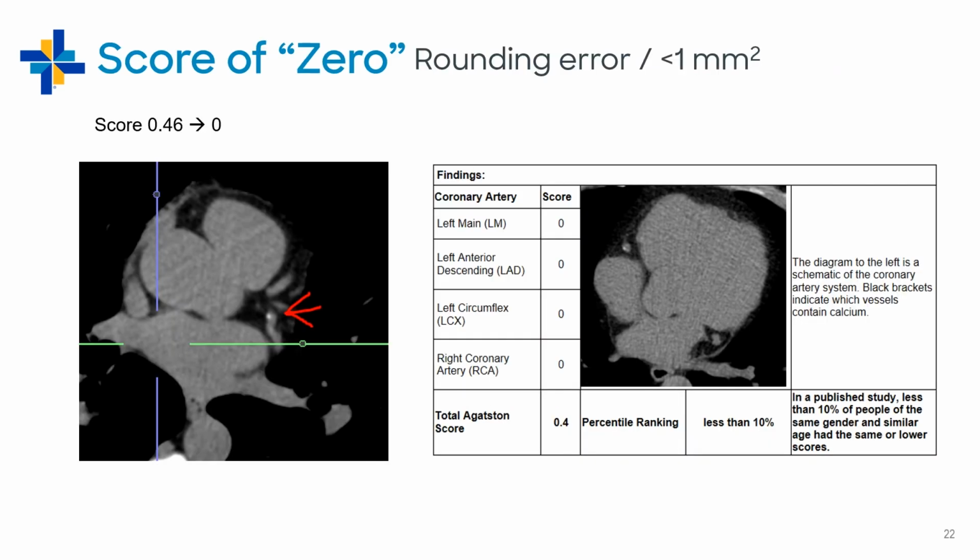There are a couple of problems with scores of 0 that can happen. Sometimes it's a computer issue. This is actually someone whose score was 0.46, but due to the computer rounding down, it got rounded to 0. So the total Agatston score was really 0.46, rounded to 0, and so it had to be replaced. You can still have plaque, you can see the plaque, but it can be a simple rounding error.